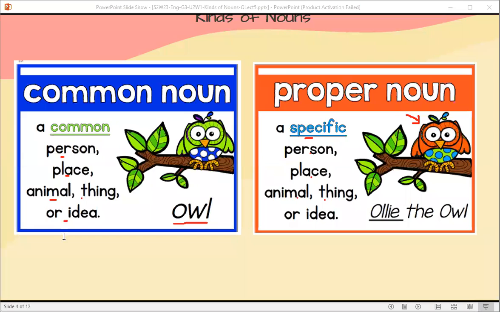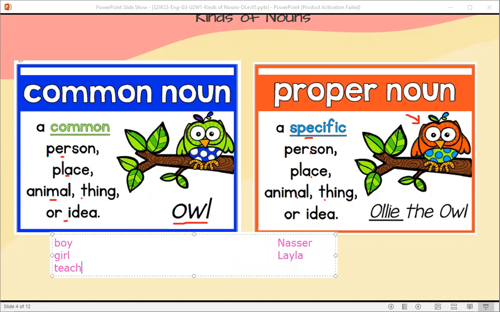Just like when I say, for example, boy. A boy is a common noun. It can be any boy. But if I say, for example, Nasser, then I'm talking about Nasser, specifically Nasser. When I say another example, girl, a girl can be any girl. This is common. But when I say, for example, Layla, then I specifically called Layla, not any girl, just Layla.